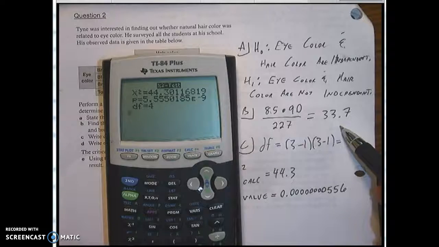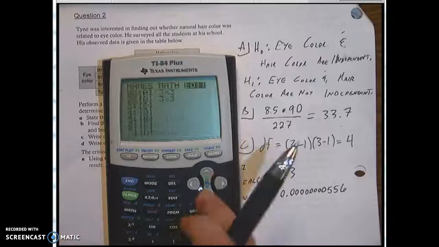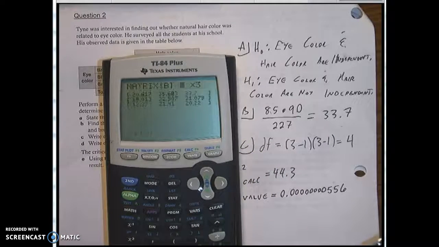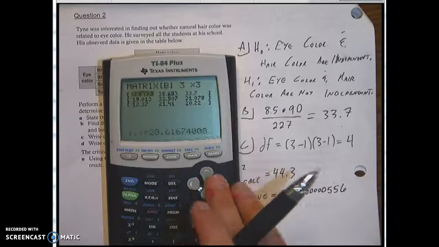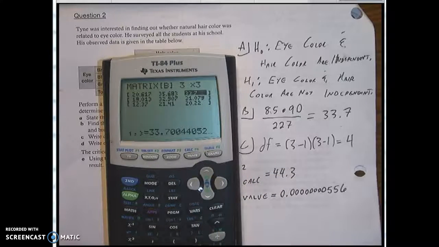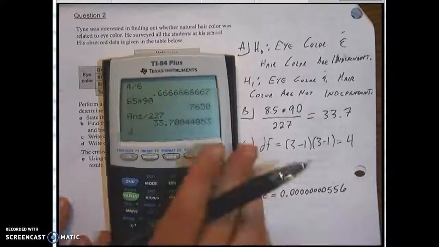Another thing you can do in this calculator is double check the expected value. We got a 33.7. So if I go to second matrix and I edit matrix B, that's where your expecteds are. And you can see that indeed that one is a 33.7, just like we calculated it.